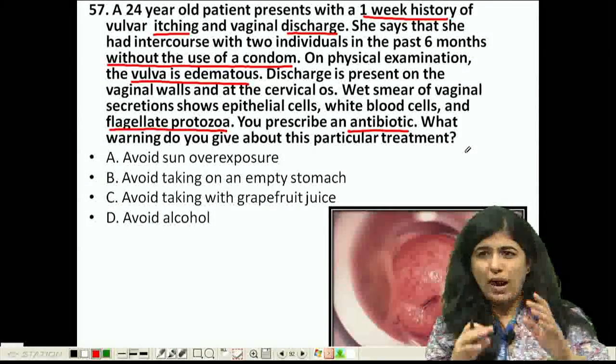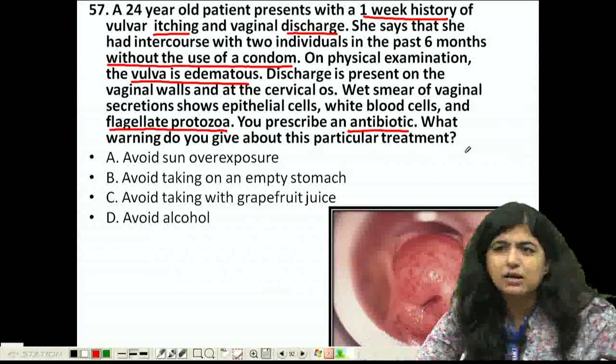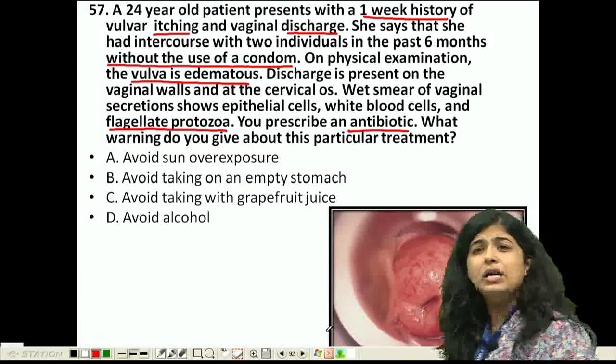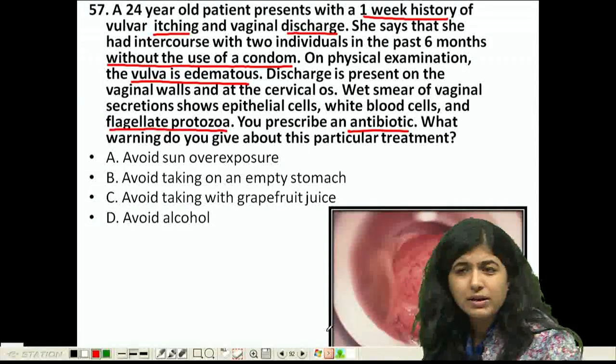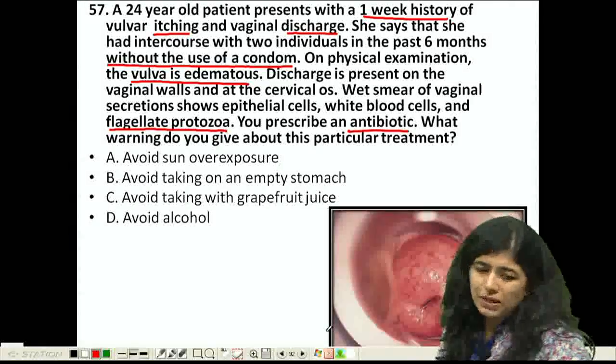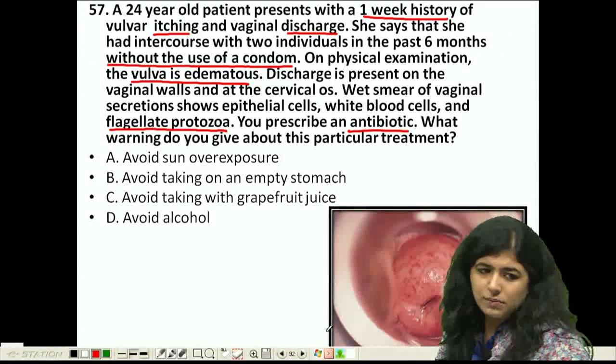Pretty long one. You have to make the diagnosis, you have to know what treatment is given, and you also need to know the side effect of that drug so that you can give appropriate precautions to the patient. Tell me what it is.